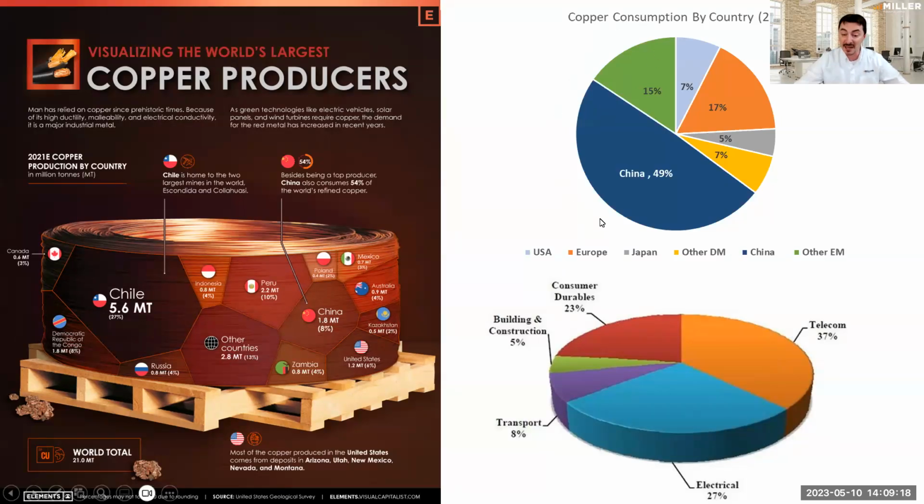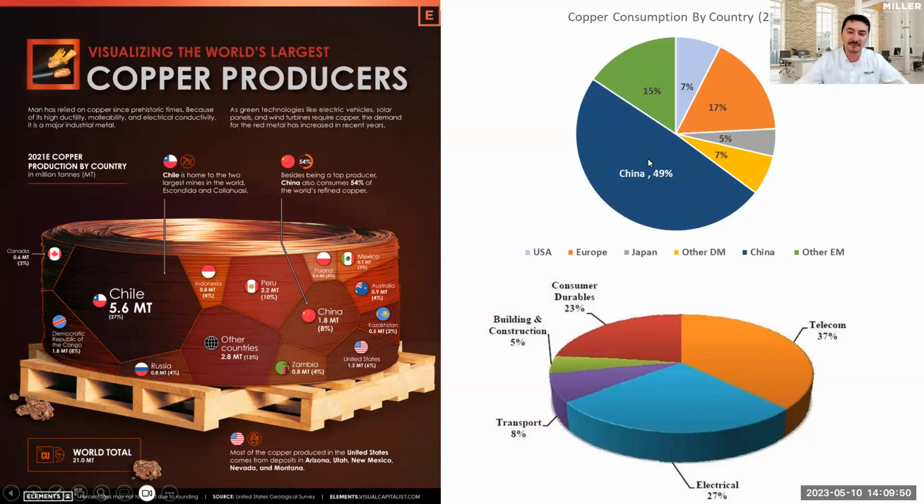When you look at consumption, though, just like with steel, China accounts for about 50% of global consumption of copper. And here you can see the end use sectors that it's used in. Electrical products, obviously, both transmission and distribution, as well as things like electric motors and electronics of all kinds are the biggest component after telecom. Telecom is the largest at 37%. Consumer durables also make up a big portion. Building and construction and transport are the smaller chunks of the pie here.